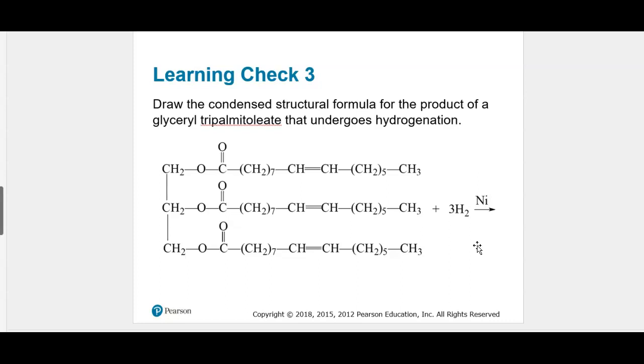So all you really need to do is draw this thing. You're only going to have one product. You're just going to have the triglyceride. So you're going to have the one molecule of glycerol tripalmitoleate, and for each double bond that's hydrogenated, you're going to need one molecule of hydrogen. So you've got 3 double bonds, you're going to need 3 molecules of hydrogen. So you draw those. So you've got that.